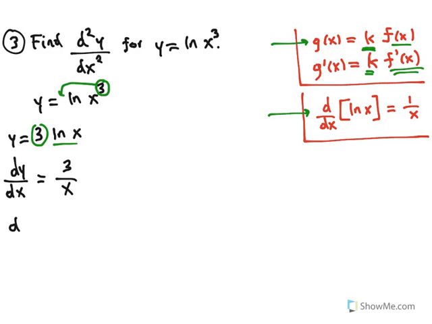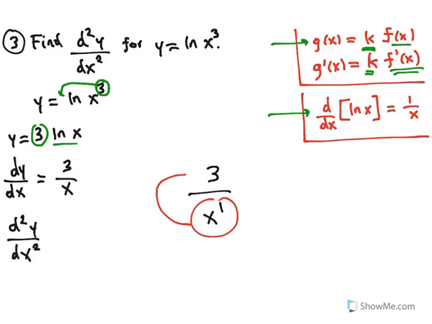To find the second derivative, we must now find the derivative of 3 over x. So how do we do this? You have to rewrite the function using properties of exponents. If you have 3 over x, that's 3 over x to the first. You have a power in the denominator. You can take it to the numerator, and when you take it to the numerator, the exponent will become negative.